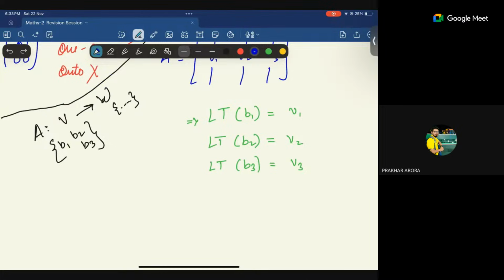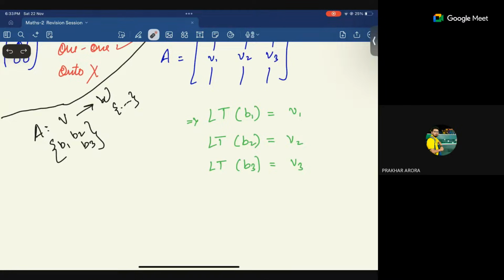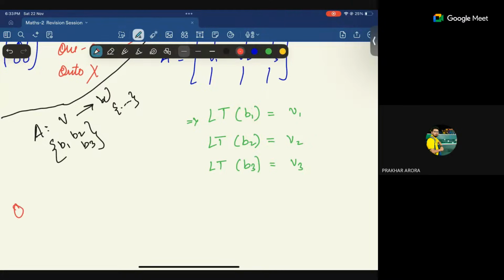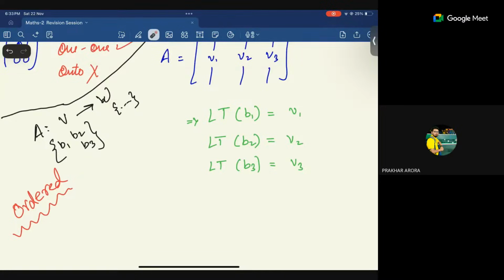So here, this is the input space. Now we are given the basis of the input spaces, the first basis here. And one more very important thing here, that these are ordered bases. The entire discussion we are going to have will have ordered bases only. So this is the first ordered basis.